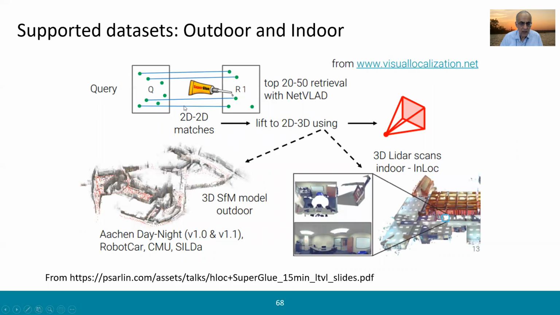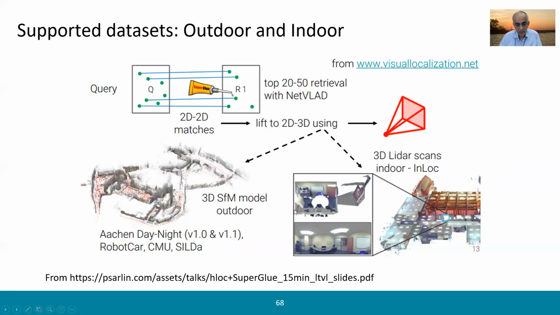So given a query, they retrieve about 20 to 50 candidates using NetVLAD. Then for each one of these 20 to 50, they run SuperGlue to come up with correspondences. And then using that, they come up with the best matching score and the best pose.